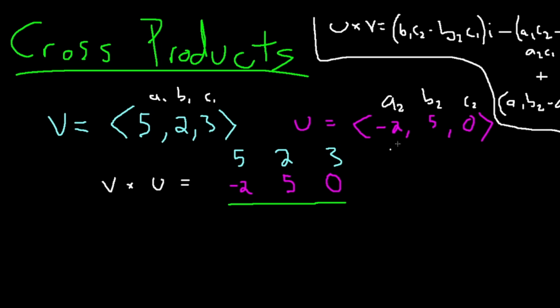So according to this, B1, so this is my B1 here, B1 times C2, well, we see that's just 2 times 0. So we're going to have 0 minus B2 times C1. So B2, this is my B2, this is my C1, 5 times 3, that's 15. So 0 minus 15 is negative 15.